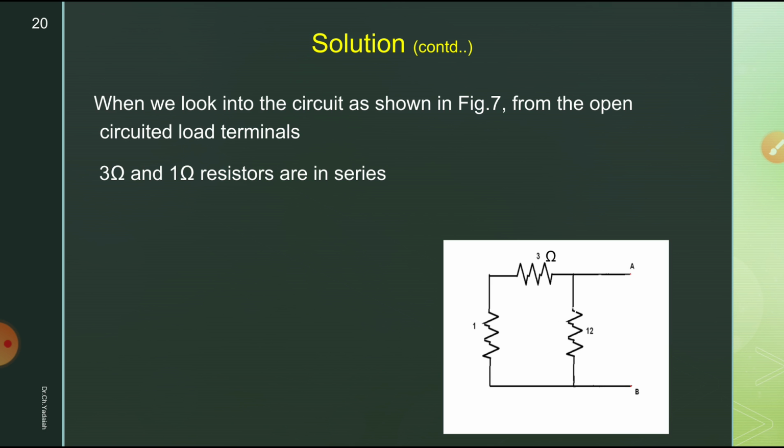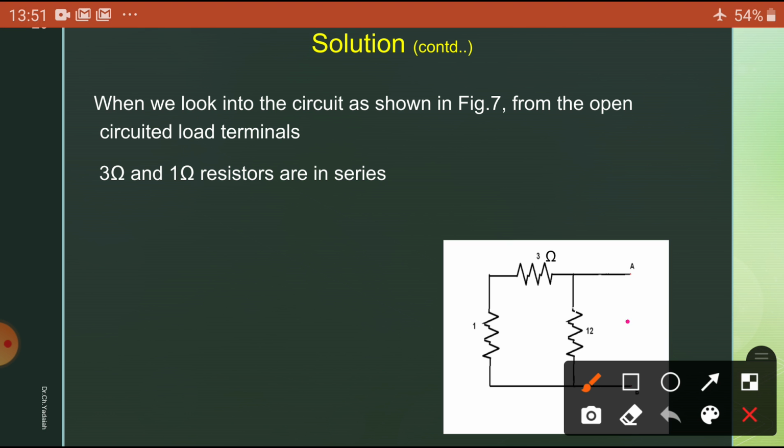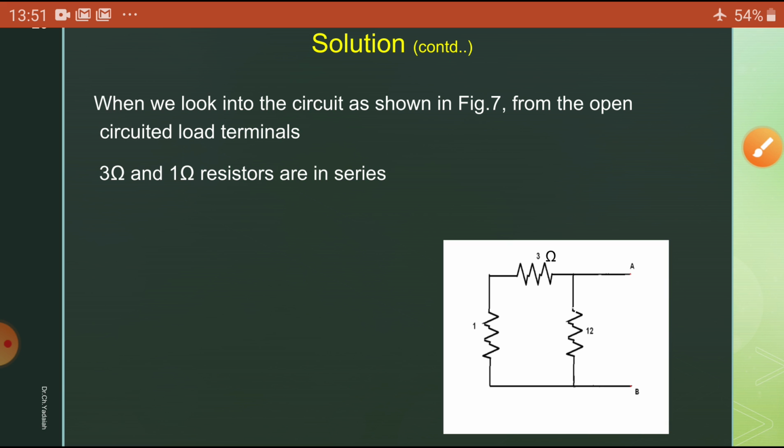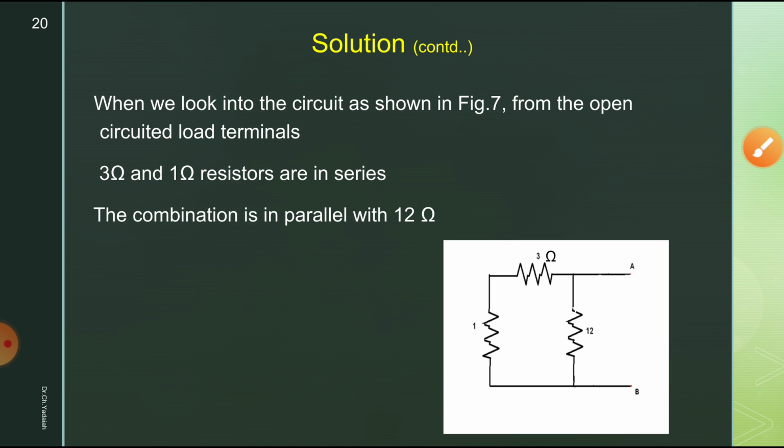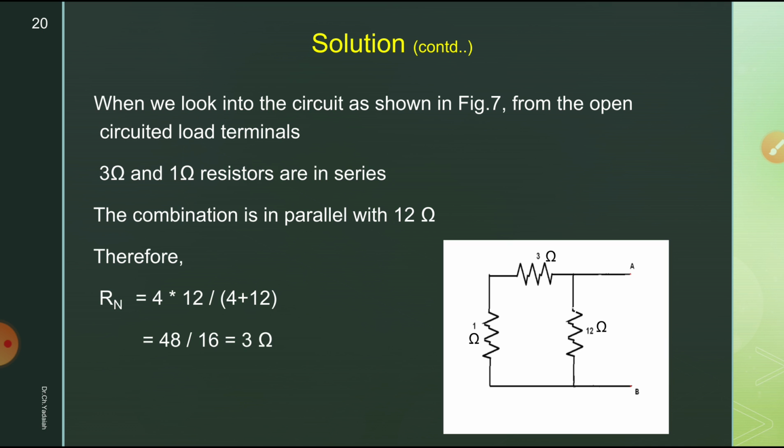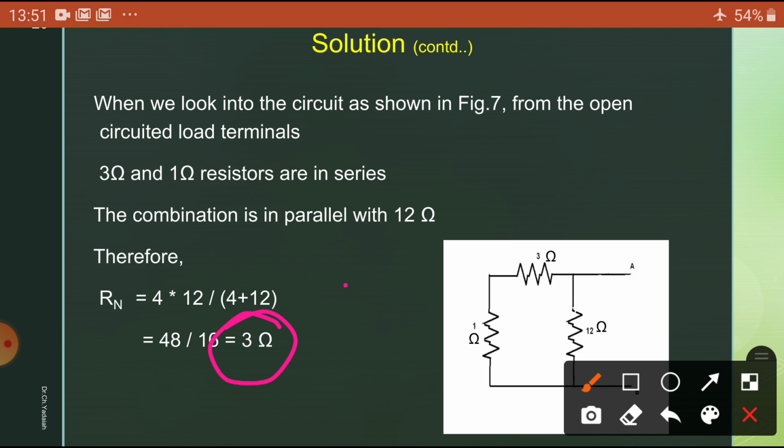Now, when we look into the circuit as shown in the figure from the open circuit load terminals, we see 3 ohms and 1 ohm resistors connected in series. The combination is in parallel with the 12 ohms. Therefore, the total resistance is 4 ohms in parallel with 12 ohms, which gives 3 ohms, just as we calculated previously. So R_N is equal to 3 ohms.